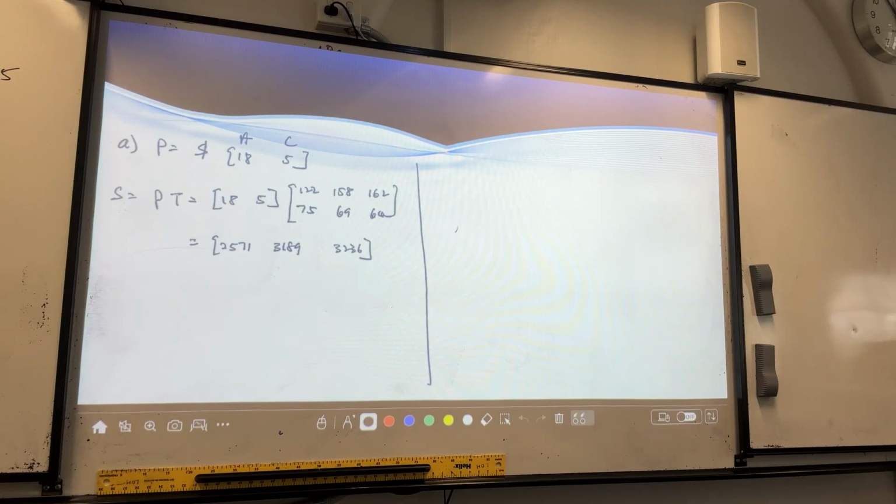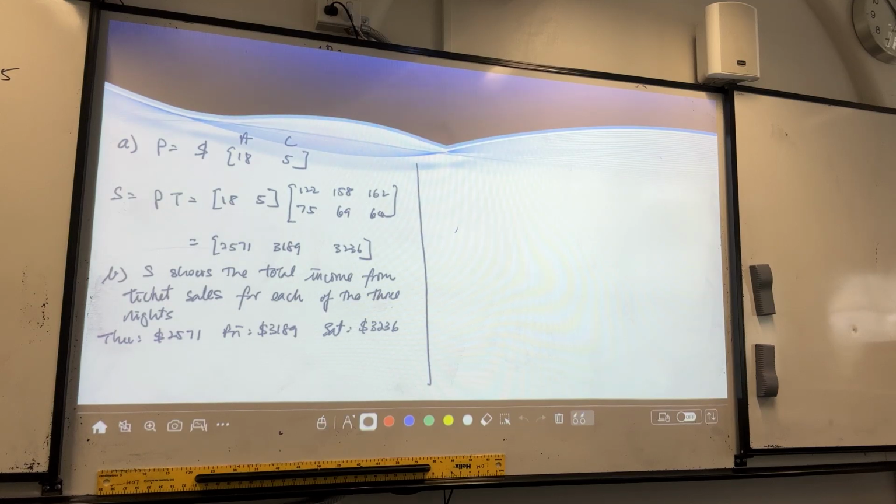From there, part B, explain what information matrix S shows. So S actually shows the total income for ticket sales for each of the 3 nights. Now, something like this, always explain. How much is the taking for Thursday night, how much is the taking for Friday night, and how much is the taking for Saturday night. And following that, you should be able to work out C: how much did the income from the Saturday night show exceed the Thursday night.